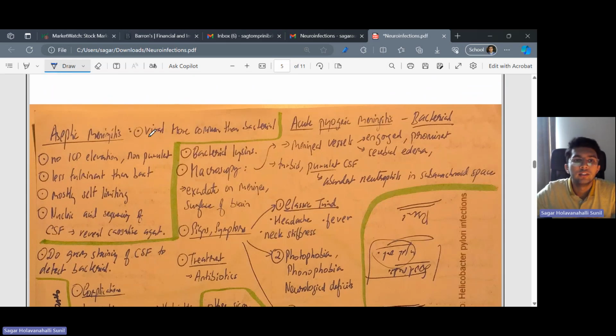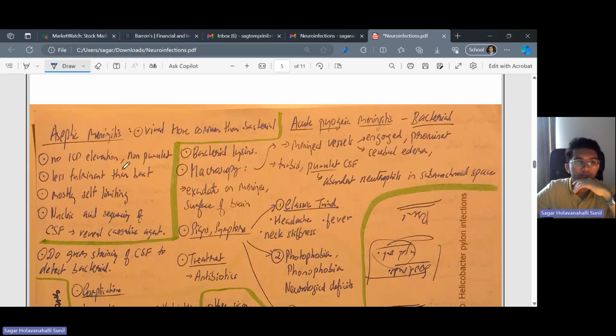For example, viral meningitis is usually more common than bacterial meningitis, especially in adolescents and adults. Usually it's less fulminant than bacterial. Bacterial is very serious. Aseptic meningitis can be mostly self-limiting, and you usually perform nucleic acid sequencing, such as PCR, of the CSF to reveal the causative agent. Okay, that's pretty much it.